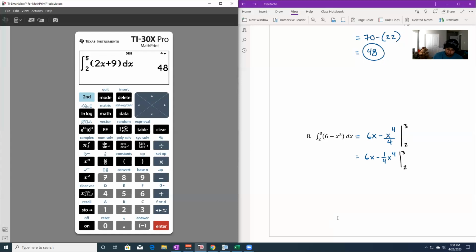And type in your calculator. So table, 6x minus 0.25 x to the 4th. Type in 3, get negative 2.25 minus, type in 2, I get 8. We get negative 10.25.